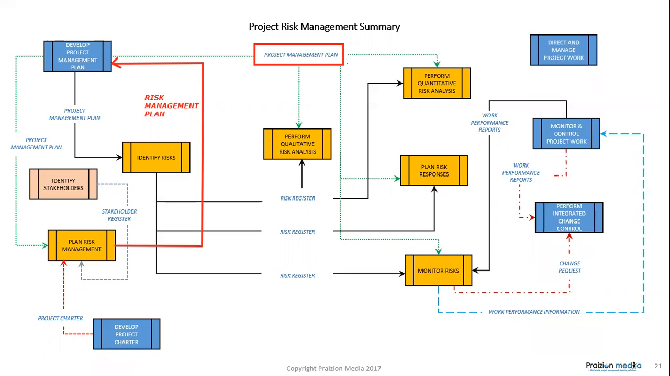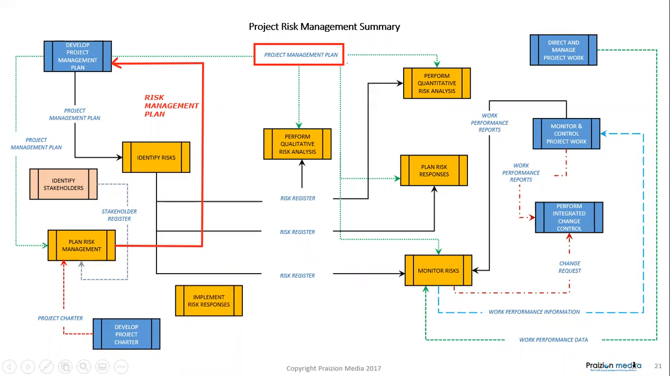Now we can see direct and manage project work supplying work performance data to monitor risks. So it is a rather unique process in that regard. We also have the implement risk responses process, and that in turn uses the project management plan, which contains the risk management plan as an input. It's obvious that the risk register would need to be an input to implement risk responses for obvious reasons.